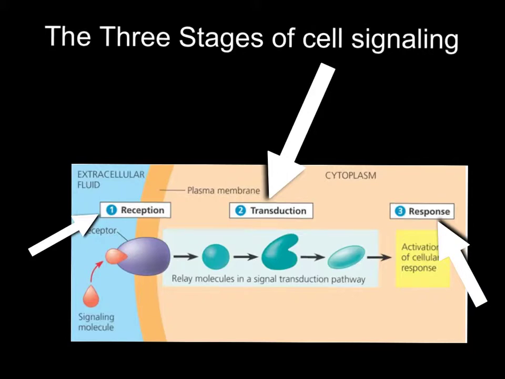The 3 stages of cell signaling: 1. Reception. 2. Transduction. And 3. Response. So this one's reception, this part is transduction, and then the response is last.